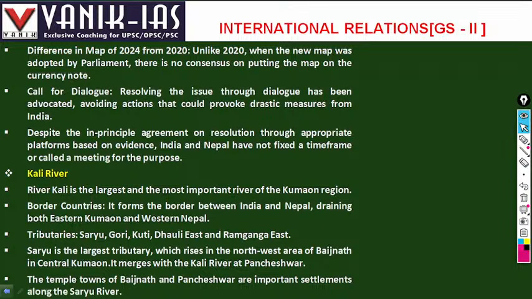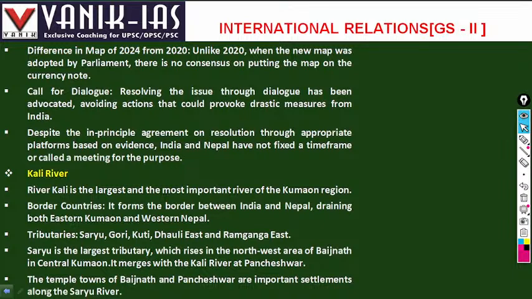Difference in map in 2024 from 2020: unlike in 2020, when the new map was adopted by the parliament, there is no consensus on putting the map on the currency note, but it was put by the government. Call for dialogue: resolving the issue through dialogue has been advocated, avoiding action that could provoke drastic measures from India. Despite the in-principle agreement on resolution through appropriate platforms based on evidence, India and Nepal have not fixed a time frame or called a meeting for the purpose.